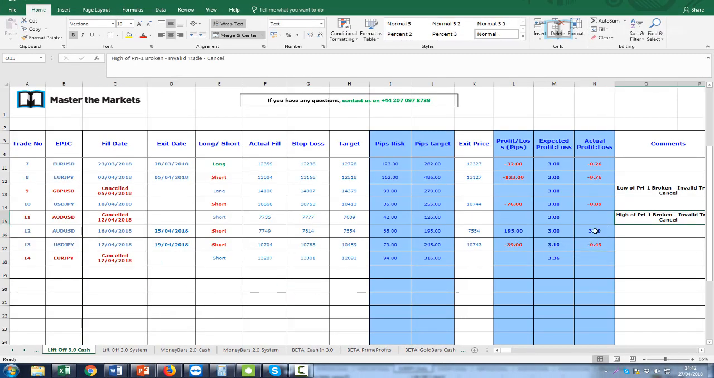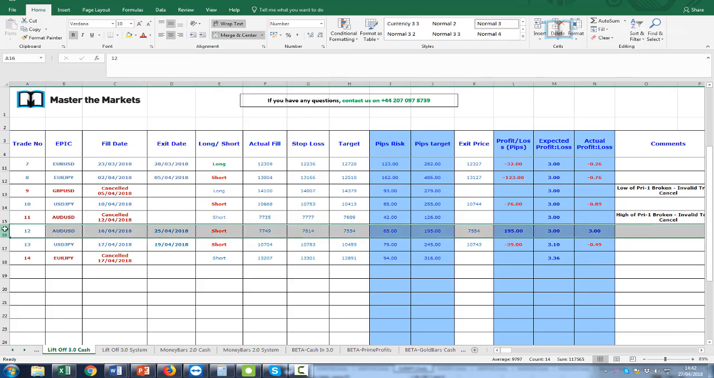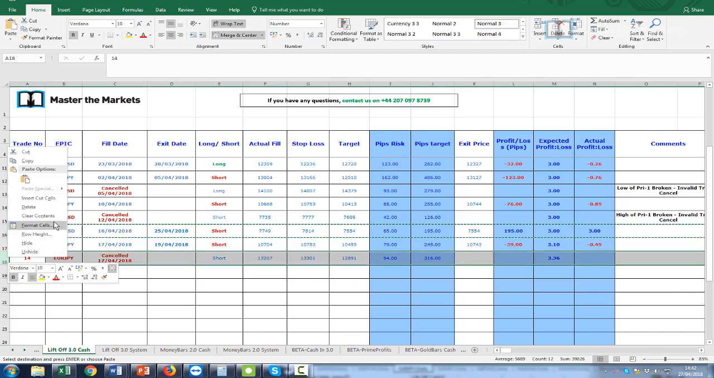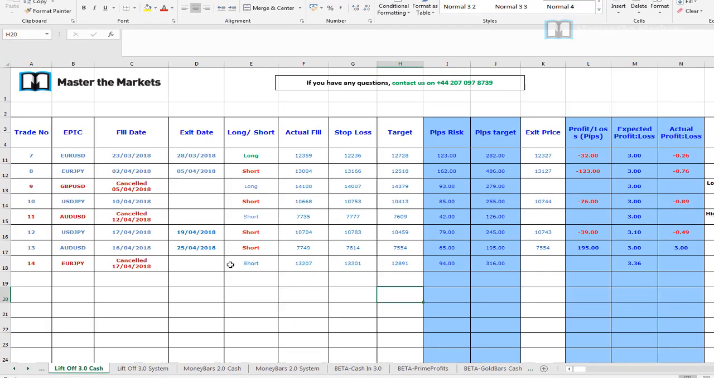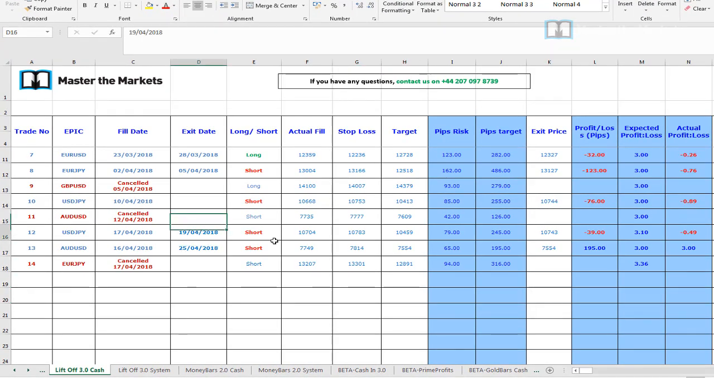So the first one here, of course, is on the Aussie US dollar, and that was closed this week. I'm going to insert this actually into here, and I'm going to relabel this as trade number 12, and this is trade number 13, because the Aussie dollar actually closed after the dollar yen.